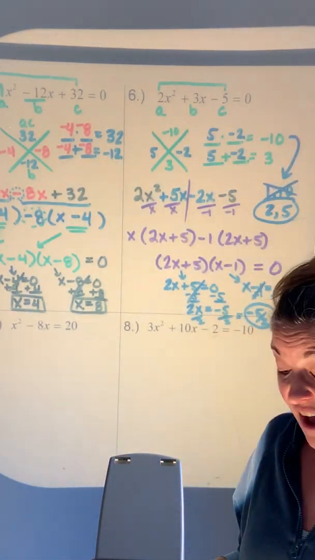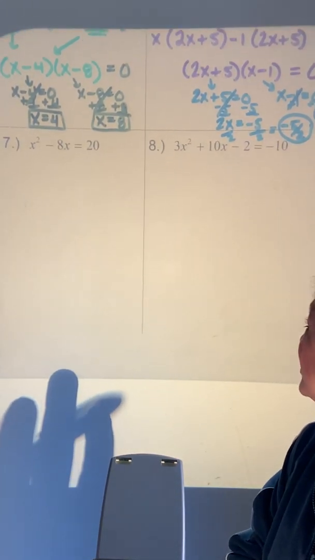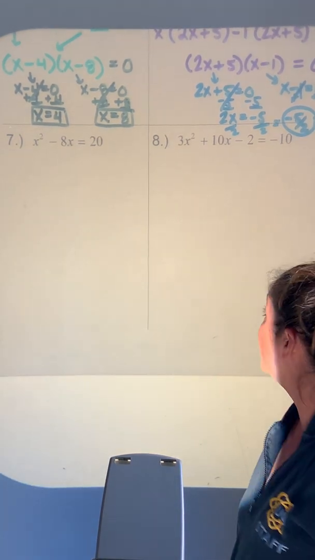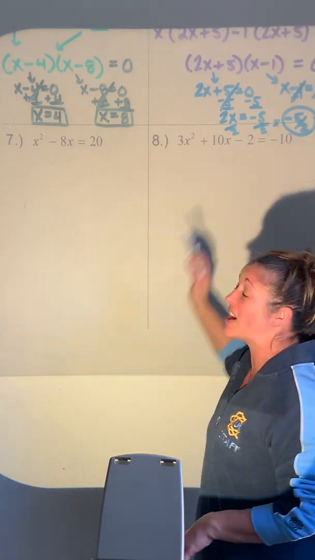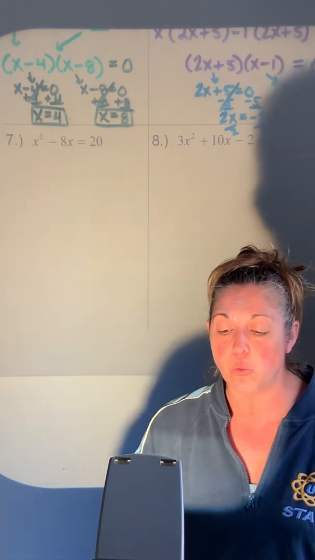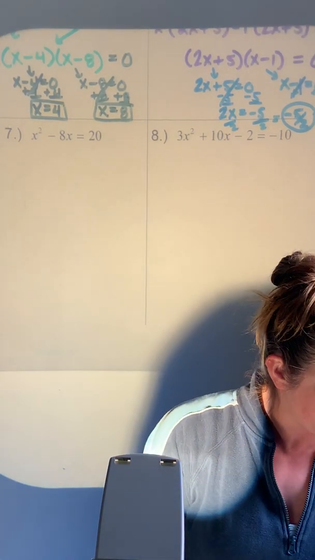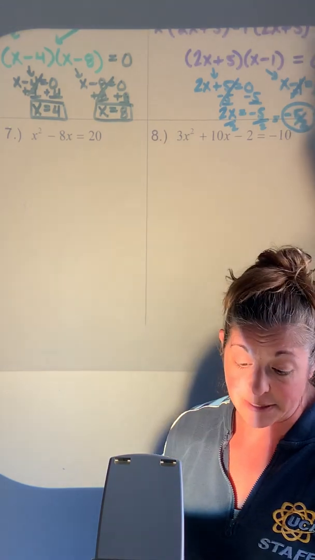You could just start your factoring. Unfortunately, down here for 7 and 8, notice that they're not already set equal to 0. Instead, we've got a 20 on this side. Over here, we've got a -10. That's not going to work. So what we're going to have to do here is make sure we set it equal to 0 by moving everything to the same side.